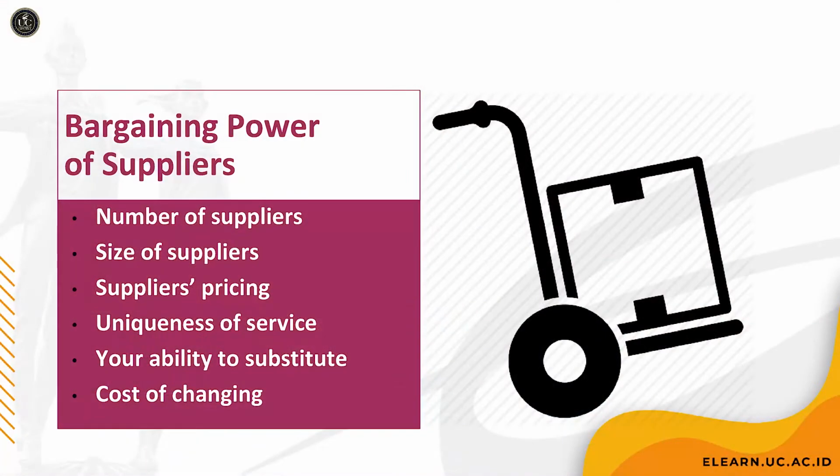Okay, we start with the first force, which is the bargaining power of suppliers. What you need to consider is, within the industry that your company or your business is operating in, who are your suppliers. You need to consider how many suppliers there are, the size of the suppliers, their pricing, the uniqueness of their services compared to each other, your own company's ability to substitute the supplier with another one, and also the cost of switching from one supplier to another.